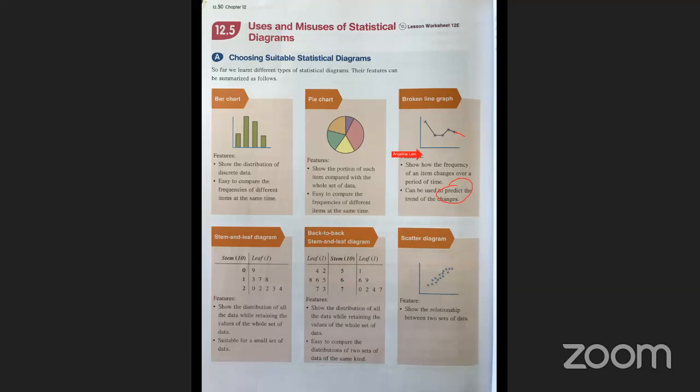And then we have the stem and leaf diagram. This one, the stem and leaf diagram. How we use it: it shows the distribution of all the data while retaining the values of the whole set of data. Now for this one, this part is important.